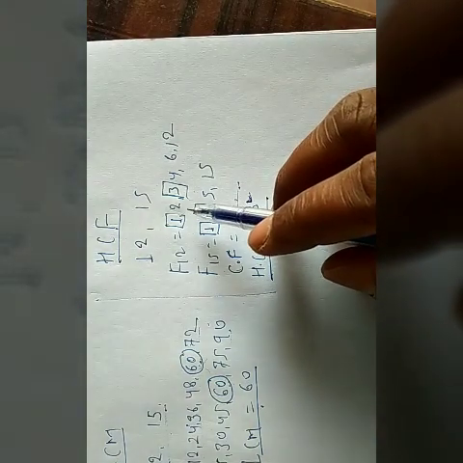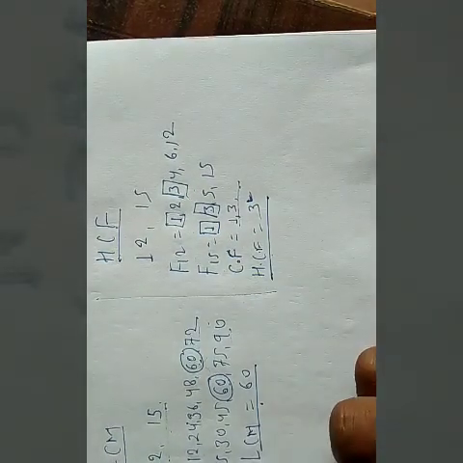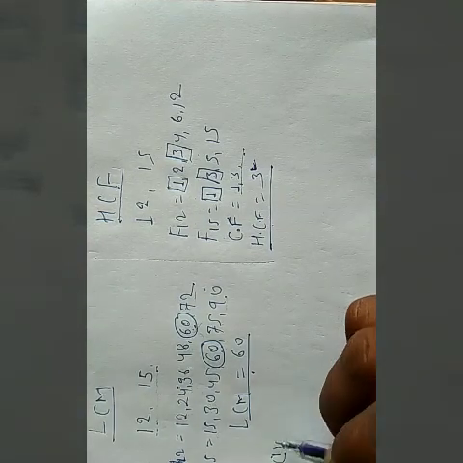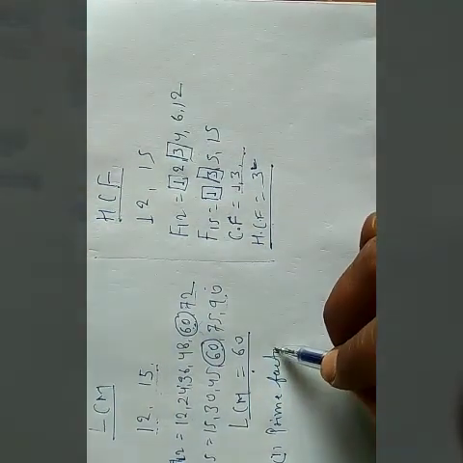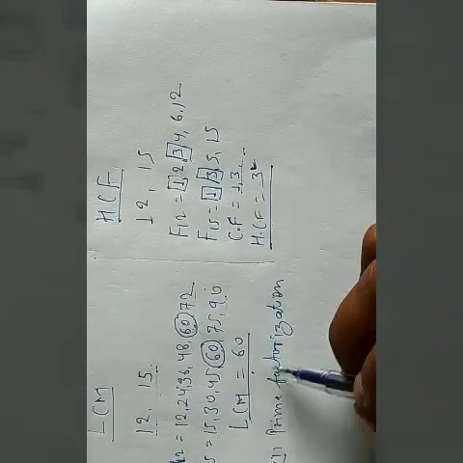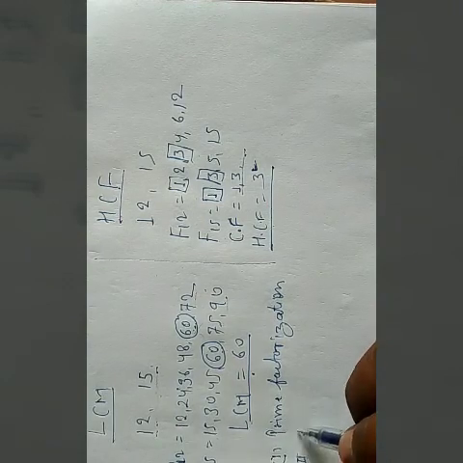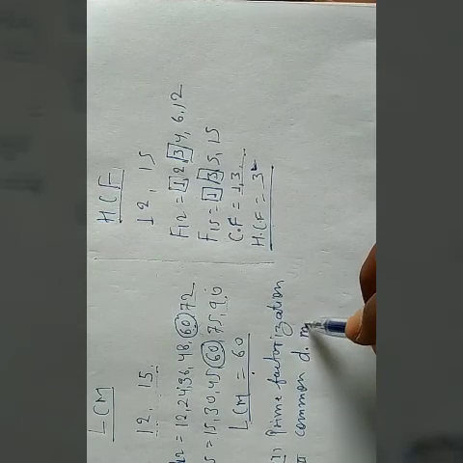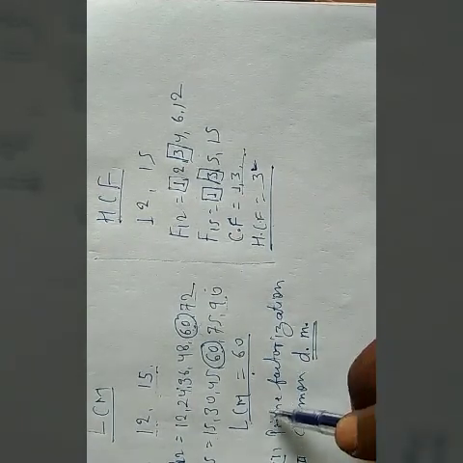So first of all, we talk about the LCM. We will find the LCM by two methods. First one is prime factorization method. We will find out the LCM using prime factorization method and common division method. Second method will be there, common division method. Means in this method we will find out the prime factors.